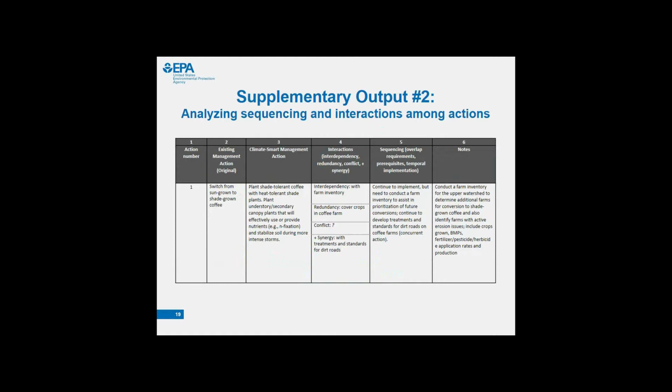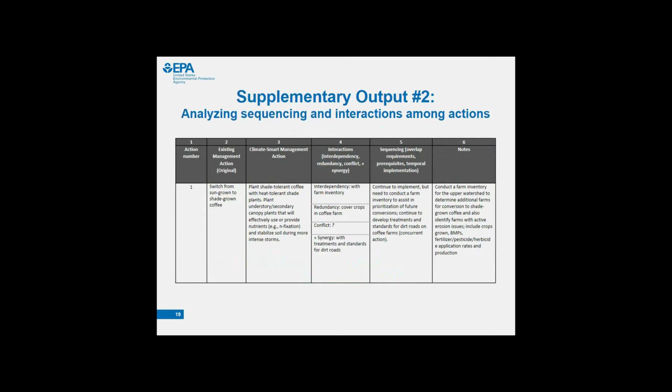They felt, in terms of column 5 sequencing, that it's possible to go ahead and be implementing shade-grown coffee, but that simultaneously they wanted to get on top of this farm inventory to assist in prioritization of where to do the next conversions, and to also simultaneously be working on the dirt road standard. So it seemed like all three of those activities needed to be done urgently and in parallel, as opposed to some kind of linear sequence.